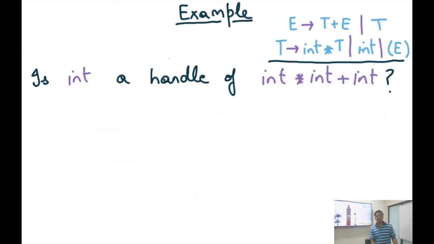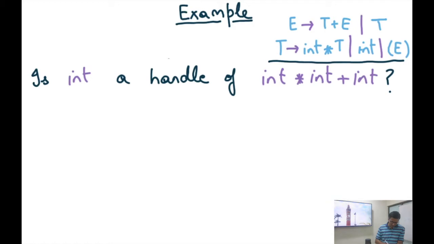Okay, so let's look at this grammar that we're quite familiar with, and then let's try to understand whether something is a handle of this grammar or not. Once again, this grammar is the grammar of expressions. E produces T plus E or T. T produces int star T, or int, or parenthesized E. Now, is int a handle of int star int plus int? In other words, should I be able to reduce int to some non-terminal when I see it on the leftmost side? All right, so let's try to derive int star int plus int using E.